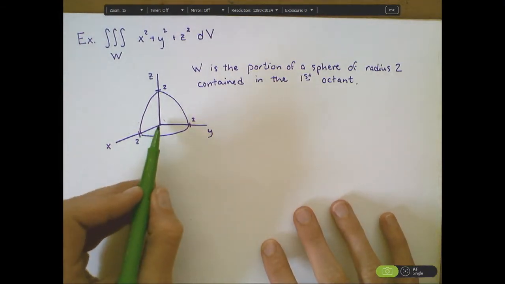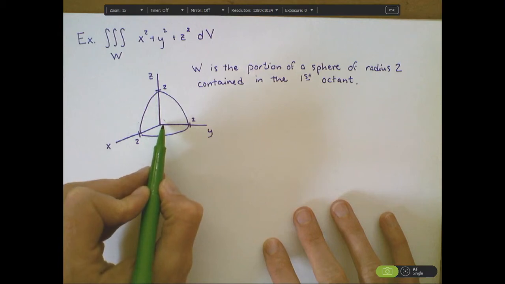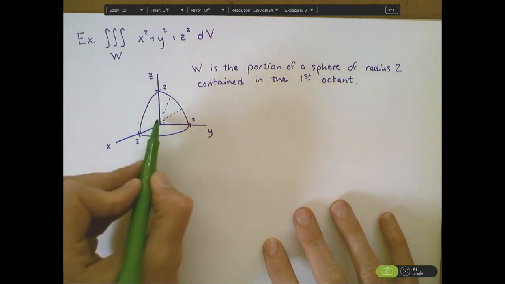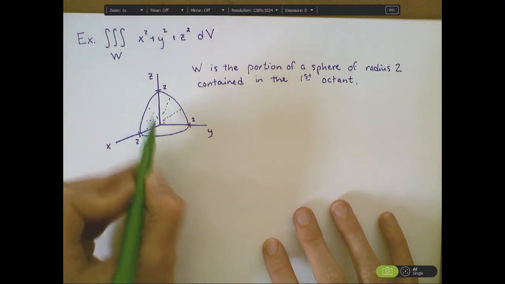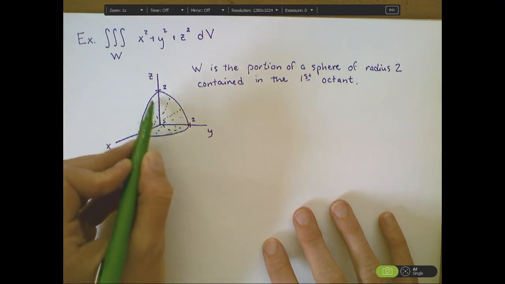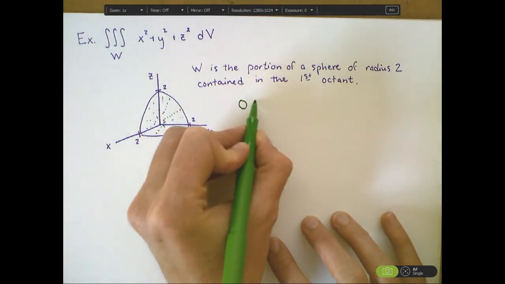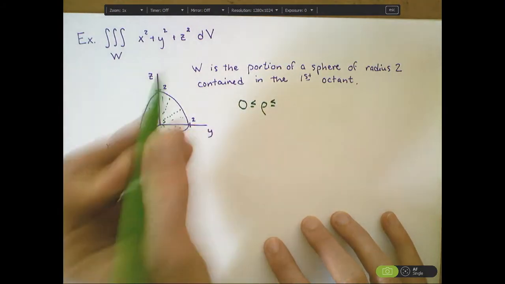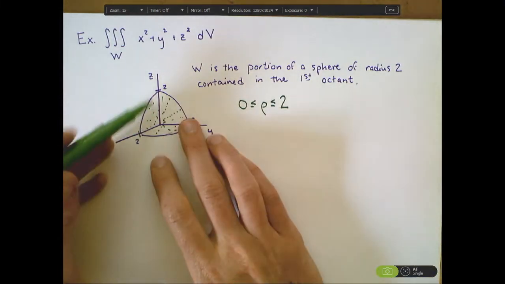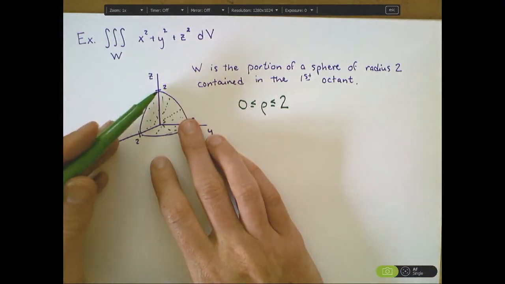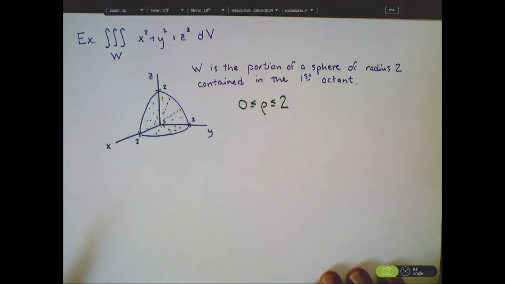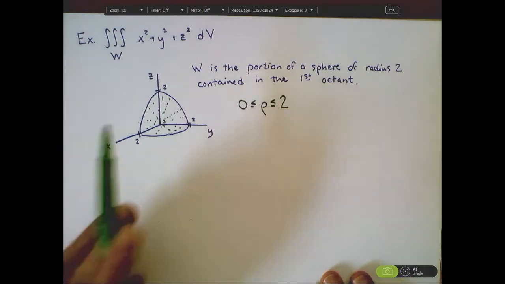So recall, for spherical coordinates, I need to think about what are the rho values, meaning what are the possible distances from the origin for every single point that lives in the interior of this region. That's maybe the easiest one to start with, that we see that rho has to be between 0 and 2, and that's just because that's the maximum radius of this sphere, and we want to include all of the points from 0 out until that maximal radius.